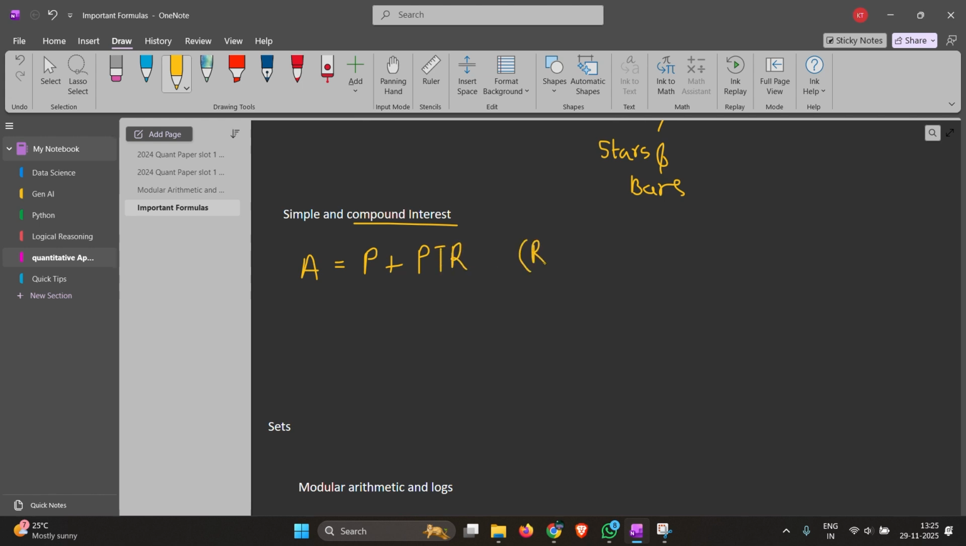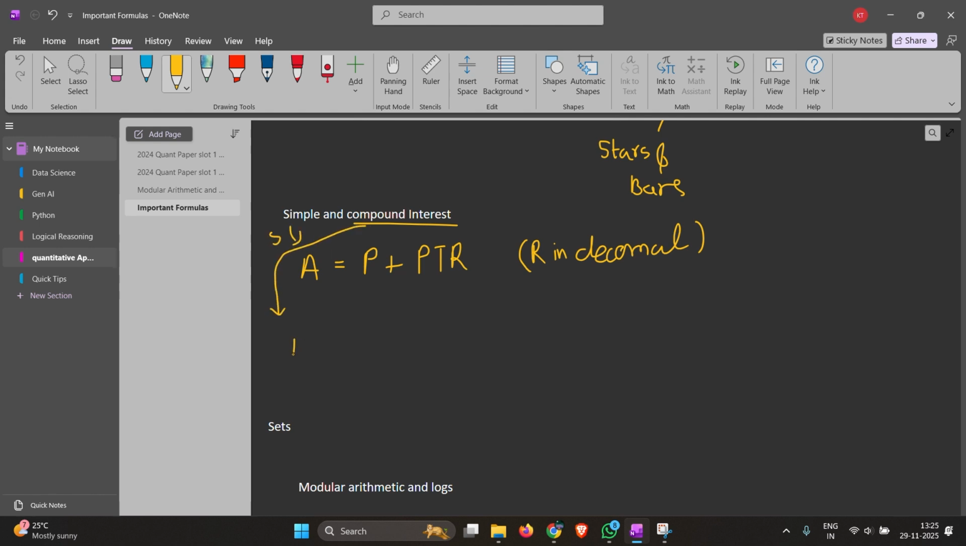And the rate of interest over here is in decimal and not in percentage. If this is in percentage, then you have to divide this by 100. So P plus PTR. So rate of interest into principal into time period. So this is the formula for simple interest, pretty simple. And for compound interest, so this was for simple interest.